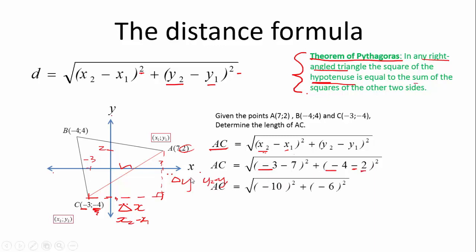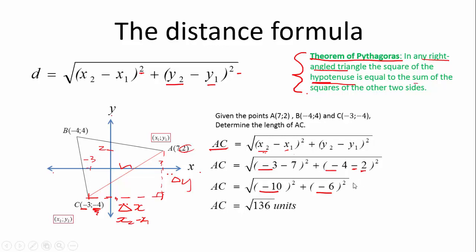Okay, now we're going to continue. We're going to say negative 3 minus 7, that's negative 10, quite easy. Negative 4 minus 2 is negative 6. Again, now look, this number comes out as negative, but that doesn't matter, it's okay, because next we're going to have those squared. What is the negative squared?